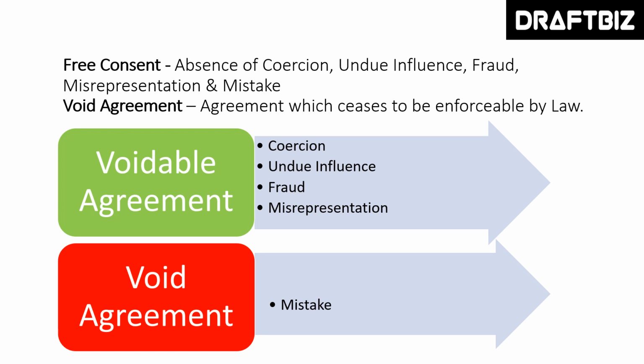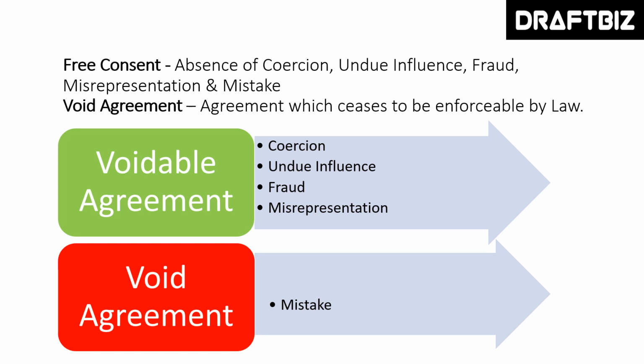Next is undue influence. Undue influence is basically when a person is at a dominant position and enters into a contract with a person who is at a dormant position. That is called undue influence. For example, an agreement between a master and servant. Next is absence of fraud. The fraud should not be there, of course, in which you are defrauding somebody's faith. Next is misrepresentation of facts, and the next is a mistake.